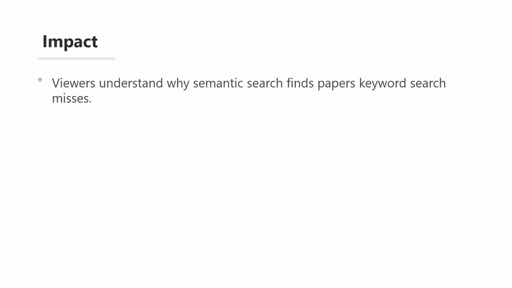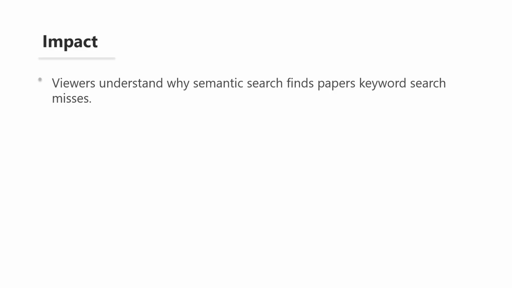Available tools include Semantic Scholar, Elicit, Consensus, and Connected Papers. Each has strengths. Semantic Scholar is comprehensive and free. Elicit is great for empirical papers. Consensus extracts findings directly. Connected Papers visualizes relationships. I recommend experimenting with all of them on your next literature review.